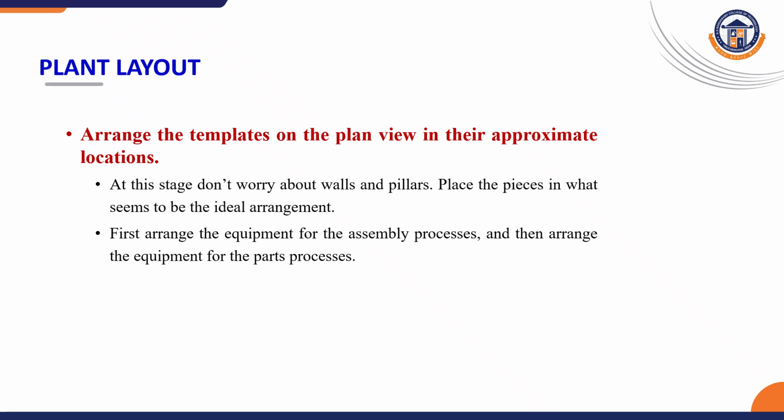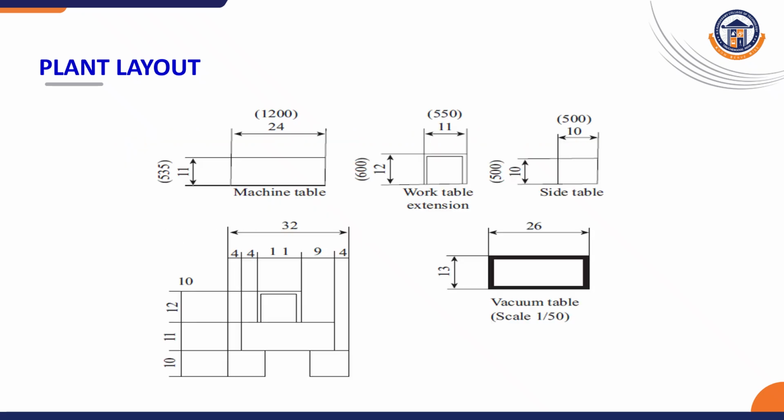Arrange all the templates in a plan view, at approximate locations. At this stage, don't worry about walls and pillars. Place the pieces in what seems an ideal arrangement according to your experience and knowledge of easy movement of materials. First arrange the equipment for the assembly process, then the equipment for the parts process, depending on what it is. Here you can see it is all drawn to scale.